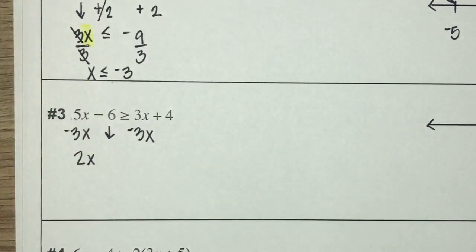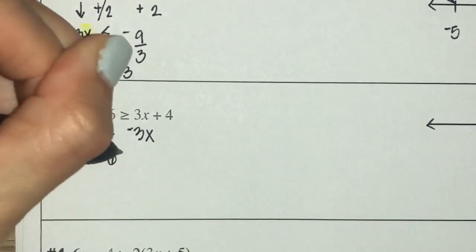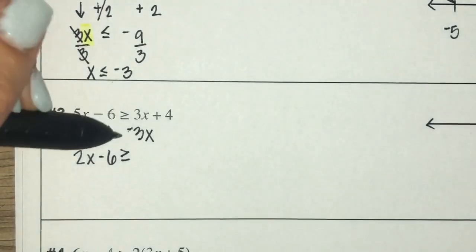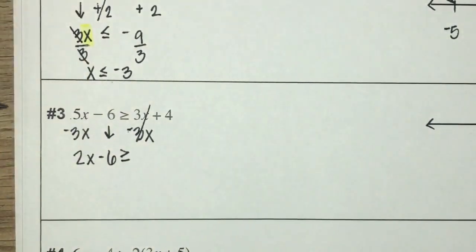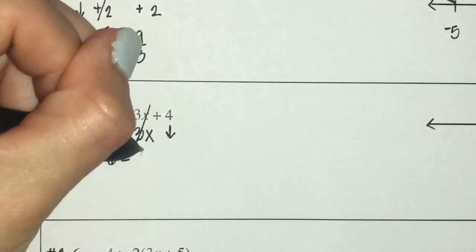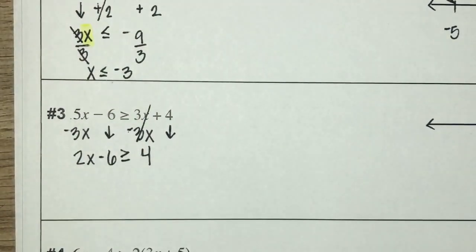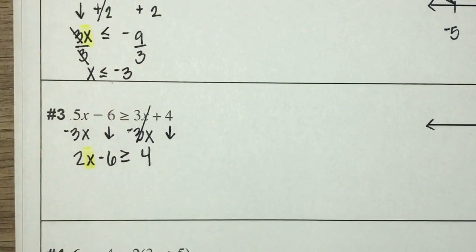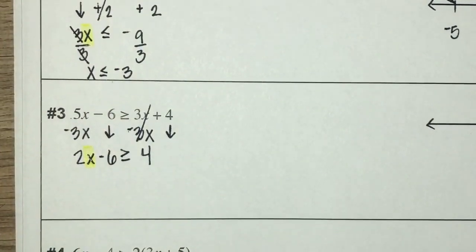I'm going to bring down that minus 6. And then the inequality symbol comes down. 3x minus 3x, that cancels out. And then I'll bring down that plus 4, or positive 4. So now my x's are all on one side of the equal sign. So now I need to move everything away from that x.